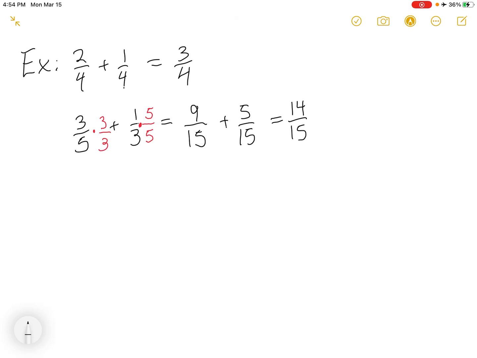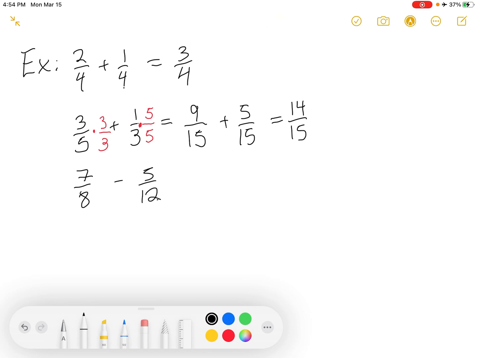Now we're going to do one more and compare it to the one we just did. So let's do 7/8 minus 5/12. Now the least common denominator, or least common multiple, because that's what a least common denominator is, is the least common multiple of 8 and 12. Between 8 and 12 it is 24, right? If you think multiples of 8: 8, 16, 24, 32. Multiples of 12 would be 12, 24, 36. The one that's common to both is 24.